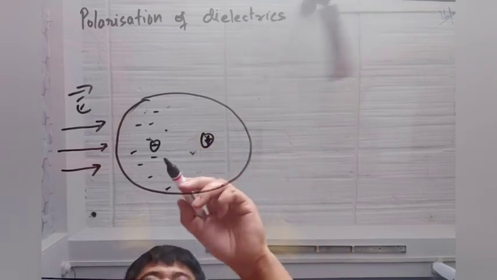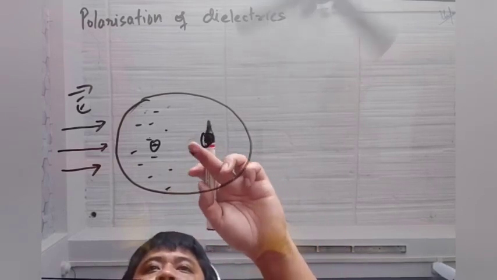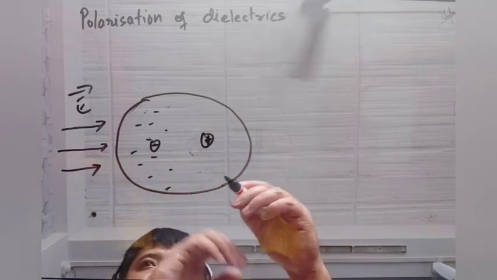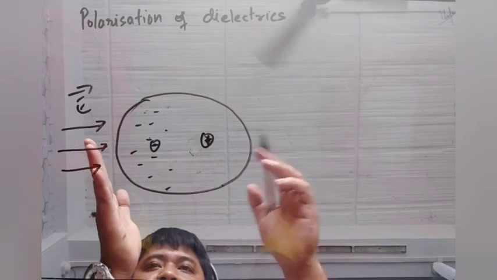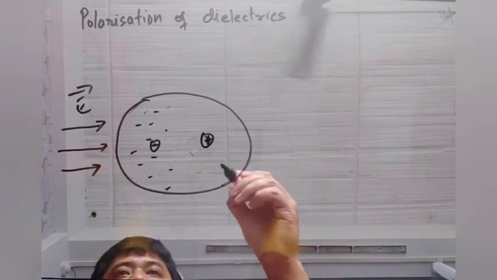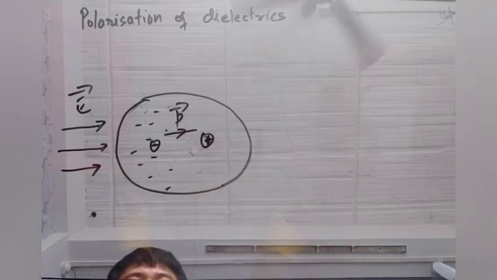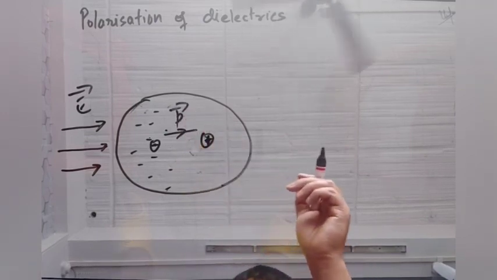Here they do not coincide, so there will be a dipole moment. So it is polarized. The process is called polarization. Here we will have dipole moment. It means it is polarized.